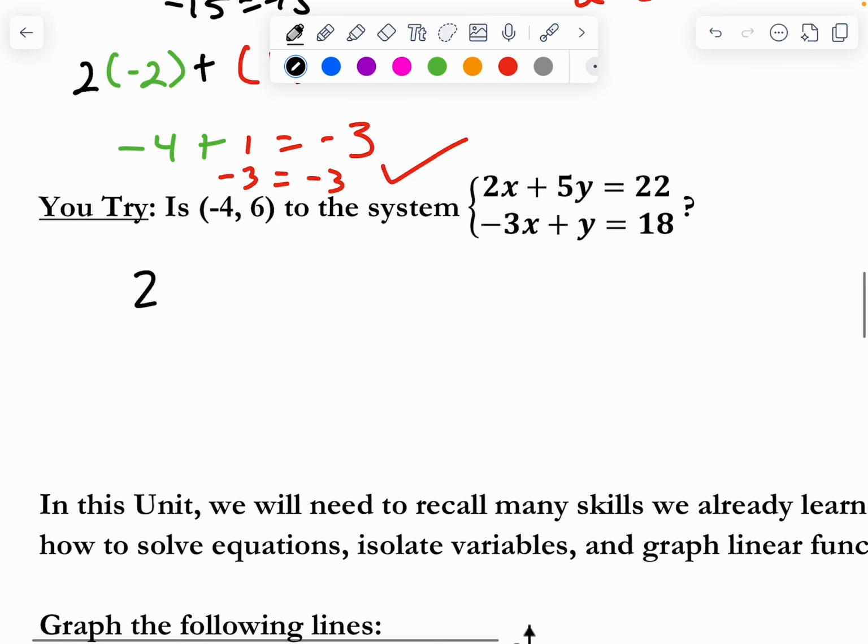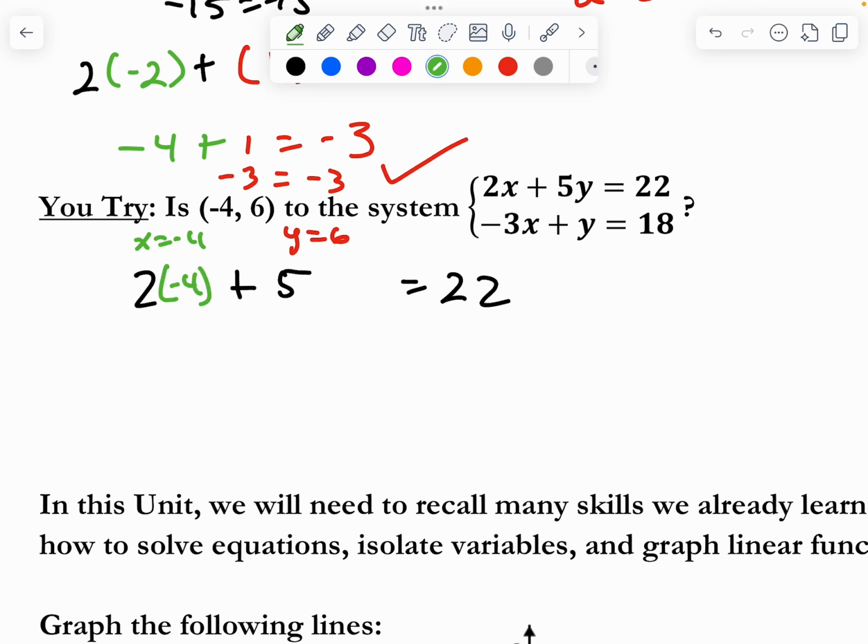Okay, so I'm going to write 2, and instead of the x, I'm going to write a parenthesis in there. Instead of the y, I'm going to put a parenthesis. I'm just going to write this, right? And I know that here, x is -4, and I know that y is 6. So on the x, I'm going to plug in -4. On the y, I'm going to plug in 6. And that's going to check my first equation here. All right. -8 plus 30, does that equal 22? Yes, it does. It's true for the first one. All right, so it's looking good. Let's check the second one.